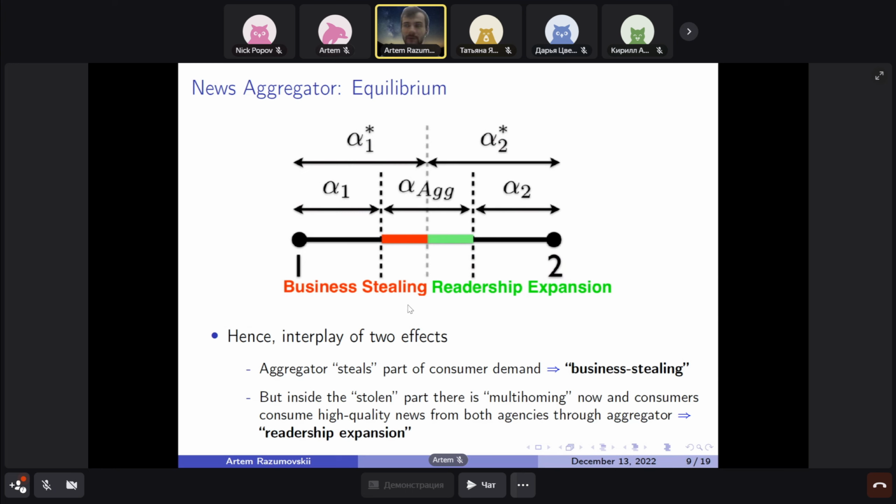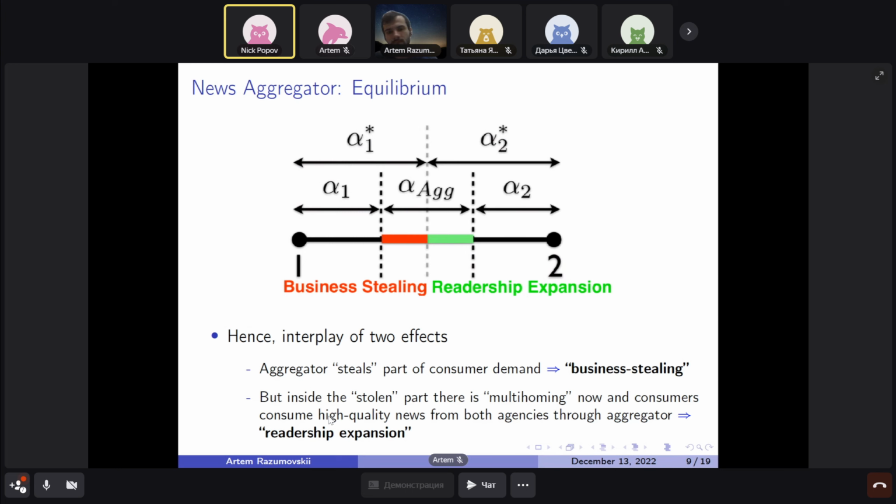Not really zero, but it's only zero if you produce only low quality news, and then the second agency produces high quality news for the entire interval. Then you have agency 2 who provides high quality news on all of the interval, so there is no sense for the first agency to exist, and then the probability of the aggregator entering is quite low, because it's the same as agency 2, right?